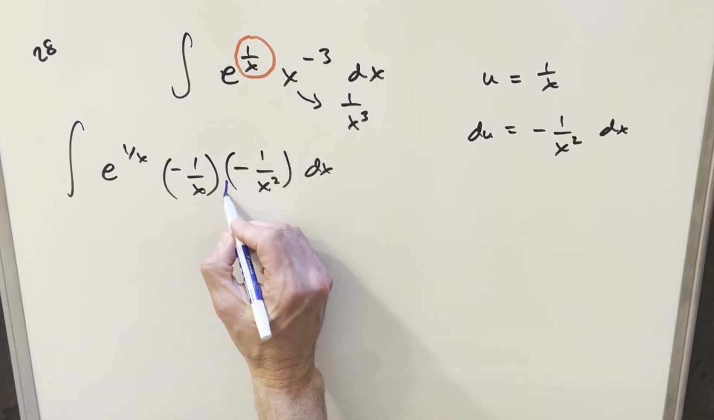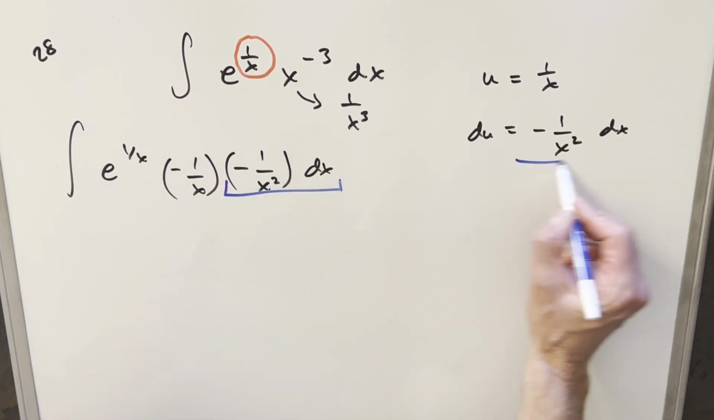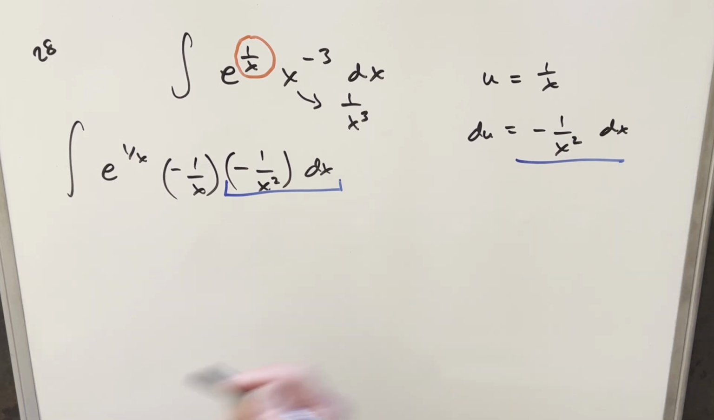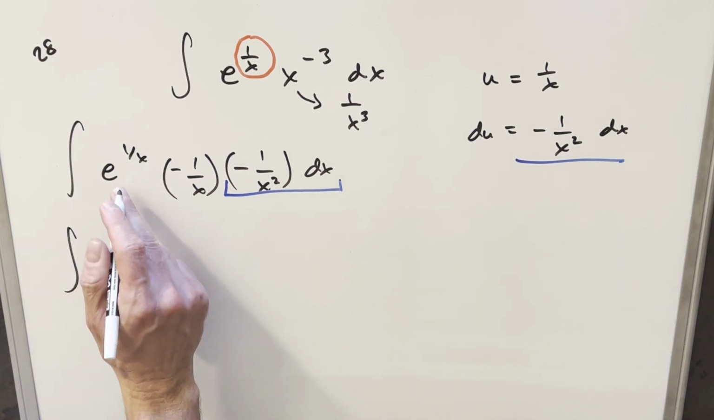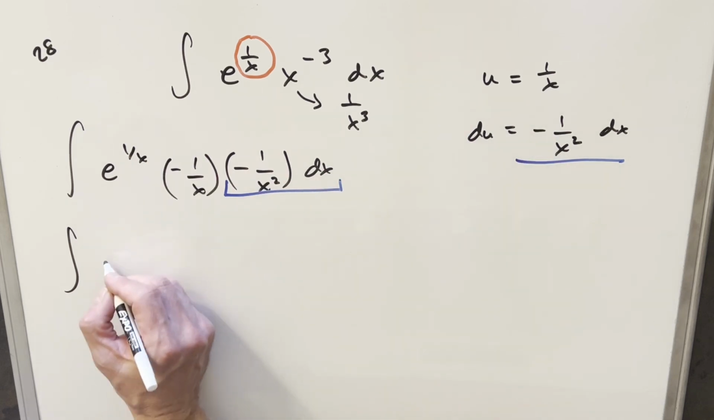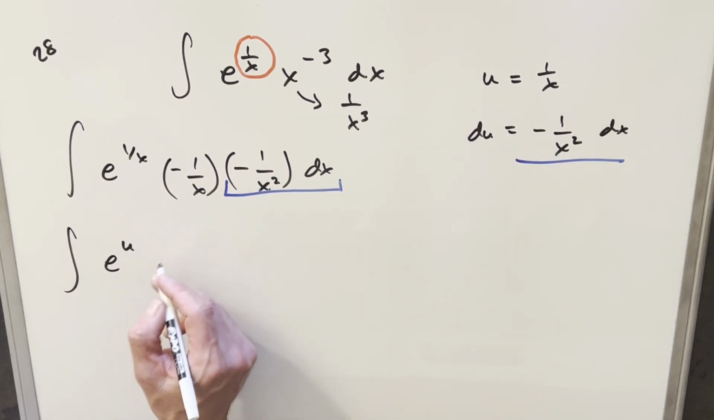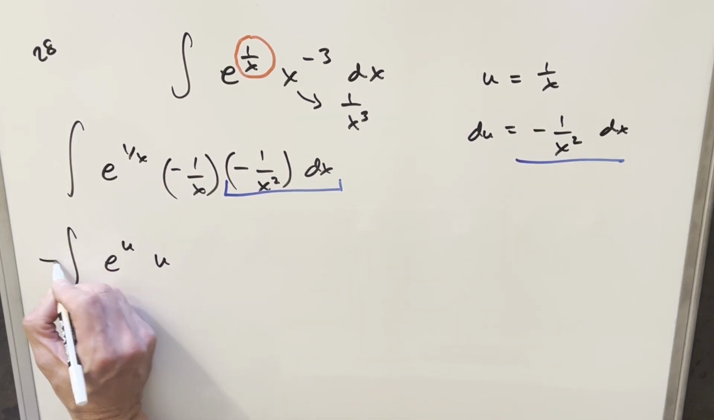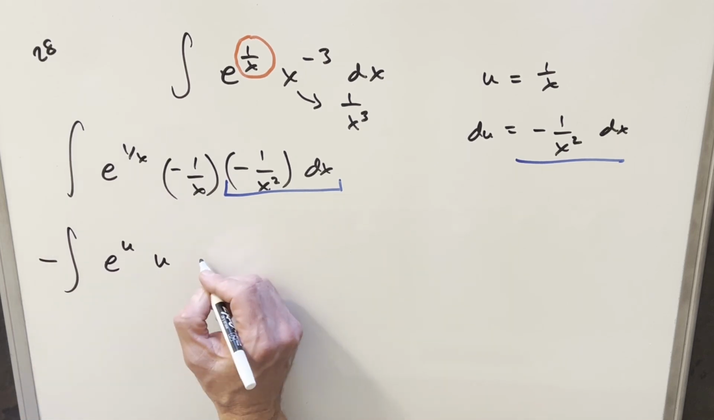But then doing that, this whole piece over here, that's just our du that we have over here. So we'll go ahead with this substitution. So now this is just going to become e to the u. So we have e to the u. This is a minus u, but I'm going to bring the minus out front of the integral. And this whole thing here is du.